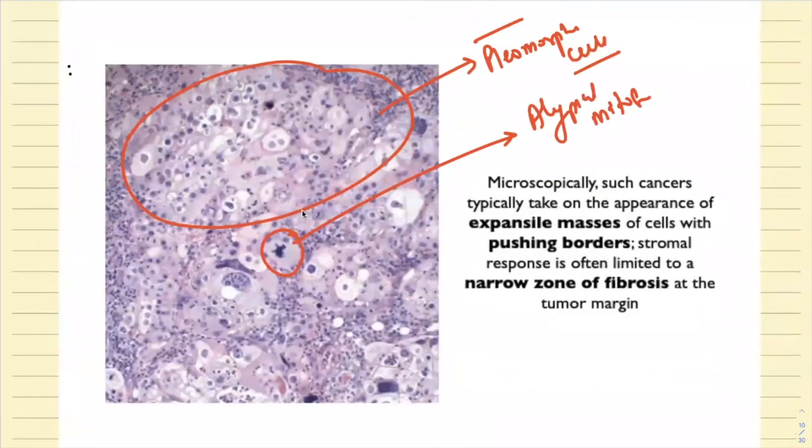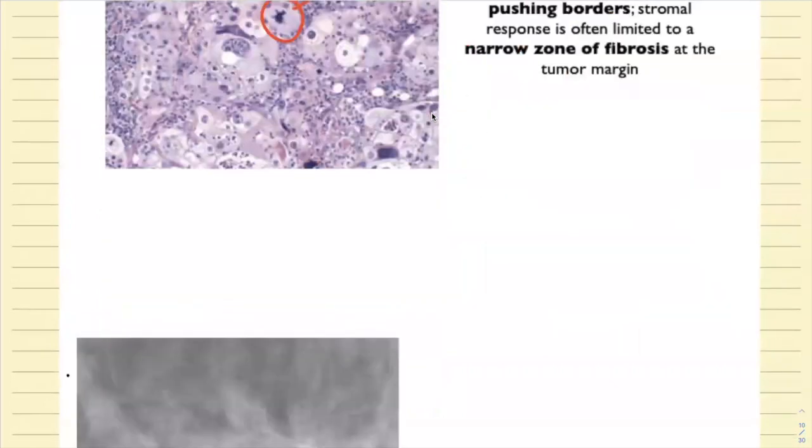Limited narrow zone of fibrosis is there, and you can see how they are invading in a pushing front. Okay, they are pushing the tumor. Expansile masses of cells with pushing borders, with limited zone of fibrosis.